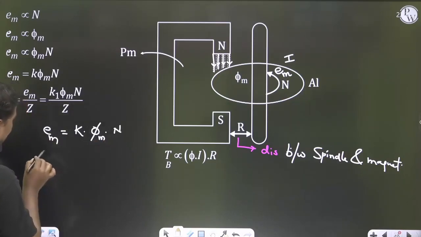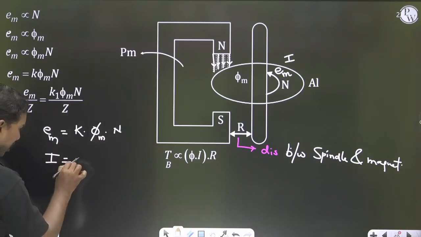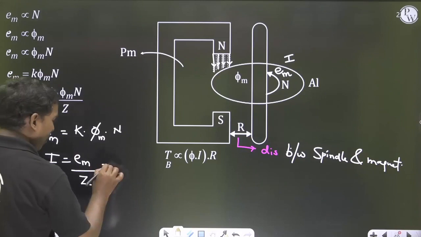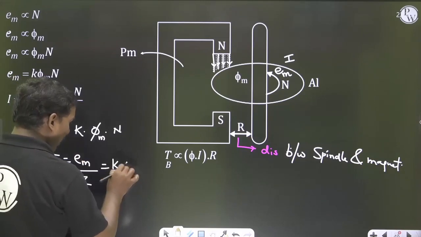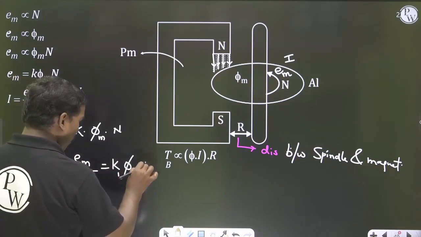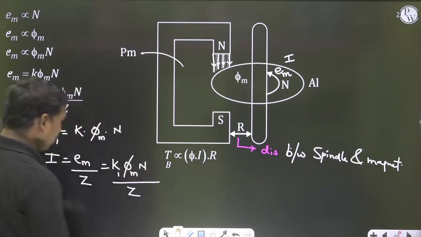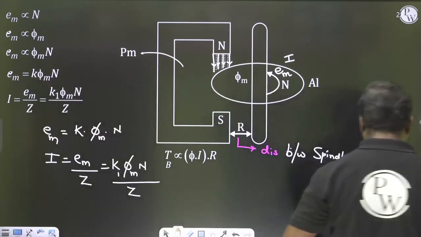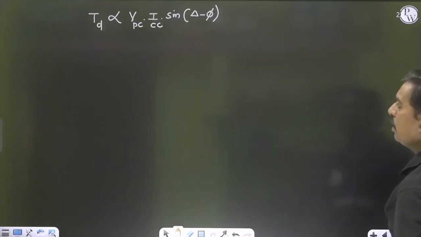And what is the current? Current in the aluminum disc is nothing but EMF by impedance of the aluminum disc. So that will be, now this is K1, K1 phi m n by z. So this is the current. So after the current, now what is the basic expression of the braking torque?